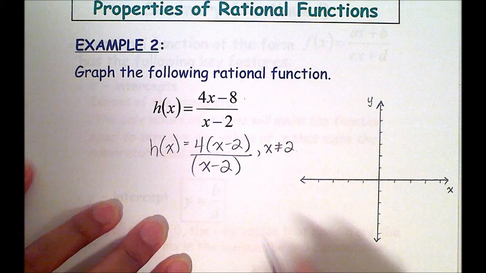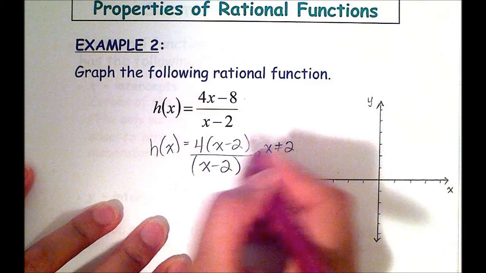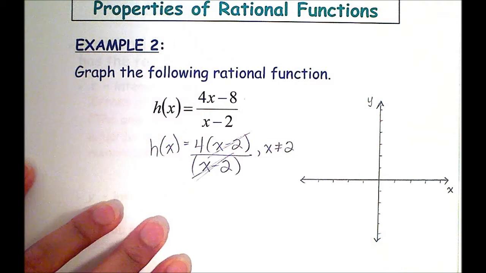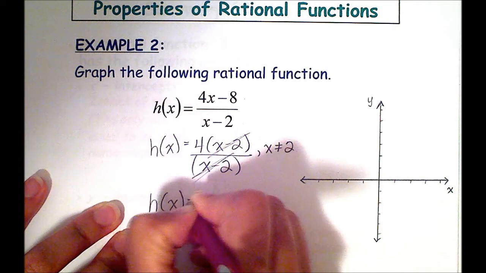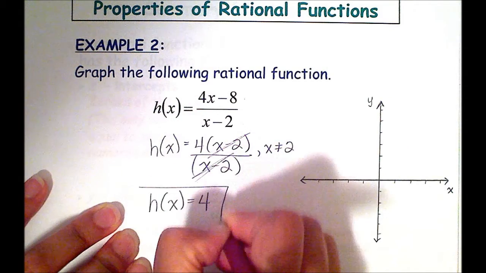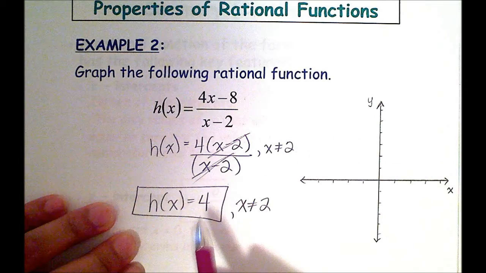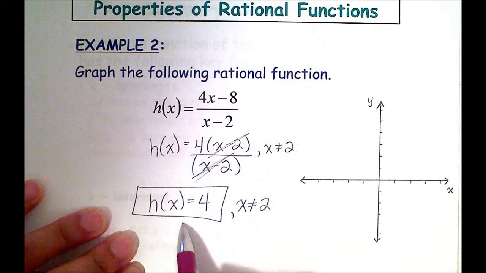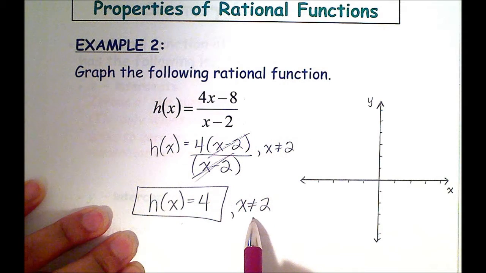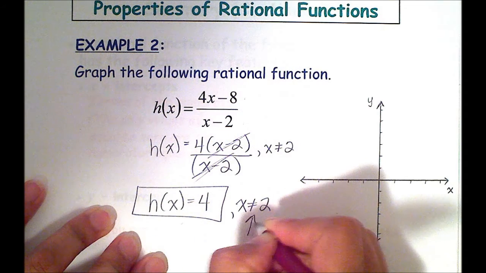Except if you notice in the numerator and denominator, there's a factor that's common in the numerator and a factor that's common in the denominator that I can reduce. So what this leaves me with is h of x equal to 4, where x cannot equal 2. Now this is interesting. This is actually the equation of a horizontal line at y equal to 4. But now our vertical asymptote has been reduced away and it's become a hole in the graph.